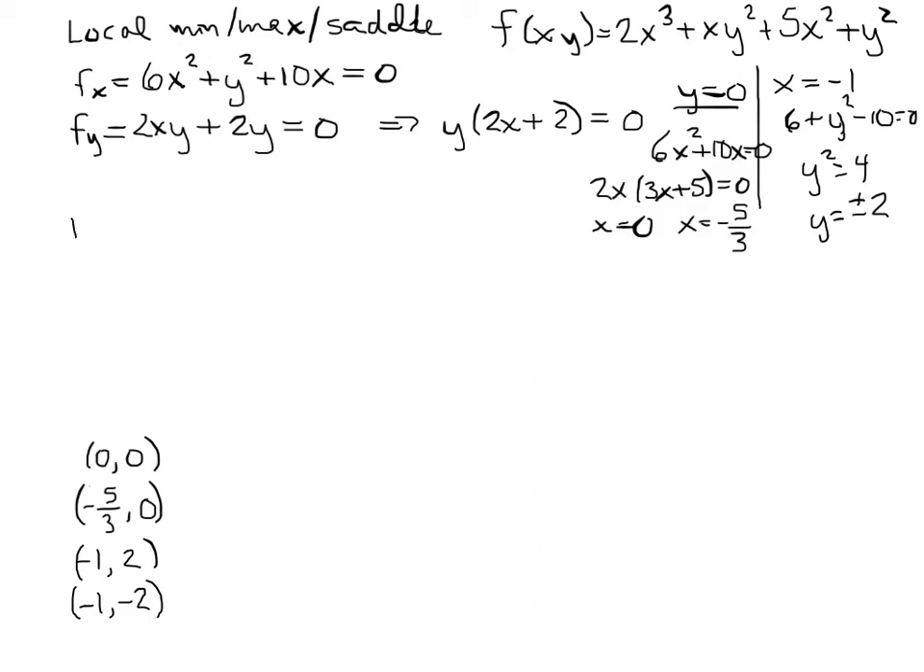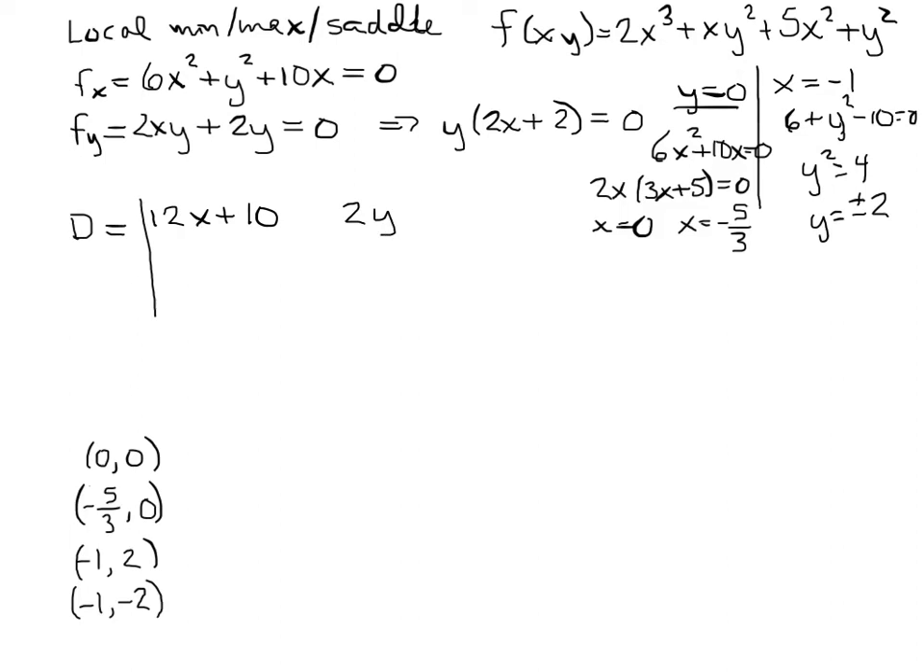Now we need to find this determinant. In the upper left-hand corner, we're going to take the second partial with respect to x. Second partial with respect to x right now in that upper left-hand corner. So I'm going to look at my first partial with respect to x and take a derivative with respect to x again. So I get 12x plus 10. Then in the upper right, I'm going to take that same equation that I just looked at, but take the partial with respect to y. So that would just be a 2y.